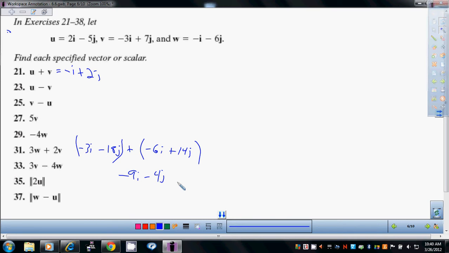And then for 35 and 37, all you have to do is do what's inside the equation and then find the magnitude. Like for instance, let's say 31 had also been inside the magnitude thing. Well, you find 3w plus 2v, right here, and then find the magnitude. 9 squared plus 4 squared equals 2 squared.